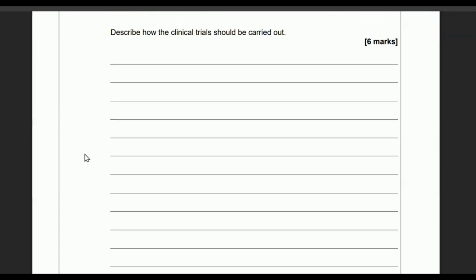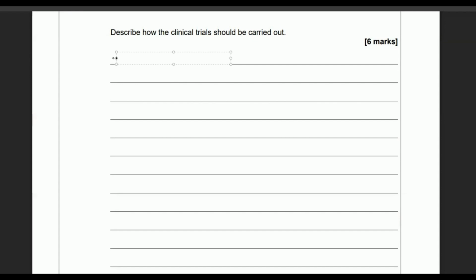So, just to refresh your brains, I would say grab some paper, grab a pen, pause the video, have a go. You're talking about the clinical trials, the trials on people, not the trials on animal tissue and animals that are carried out. They're called preclinical trials. So let's describe how they should be carried out.